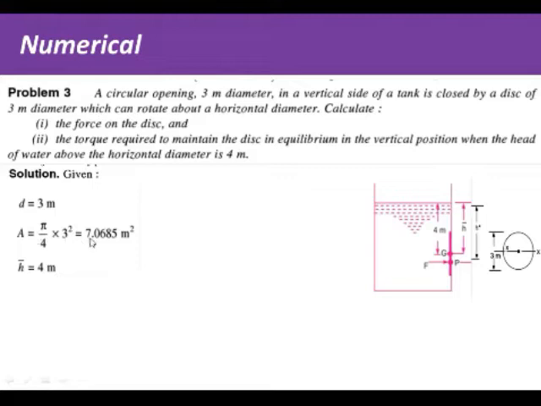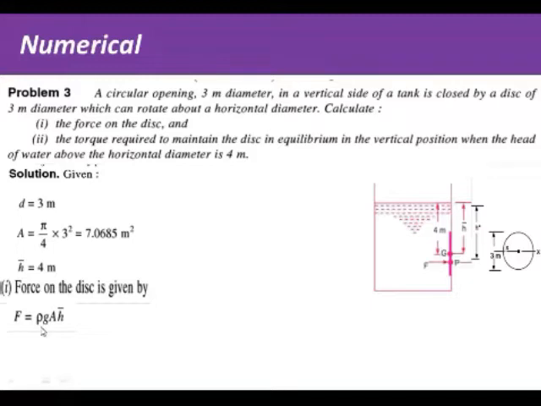Okay, so the area is 7.0685 meter square, and h bar equals 4 meter. So, force on the disc. First of all, we will calculate the force on the disc. We know the force on the disc is nothing but the total pressure force. This total pressure force is given by F equals rho g A h bar.